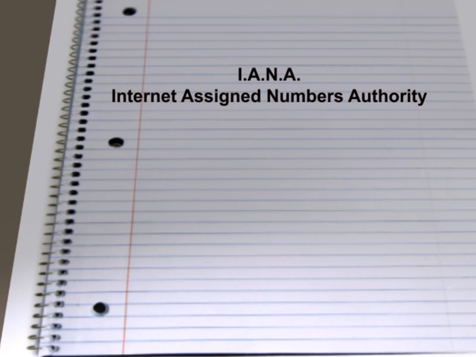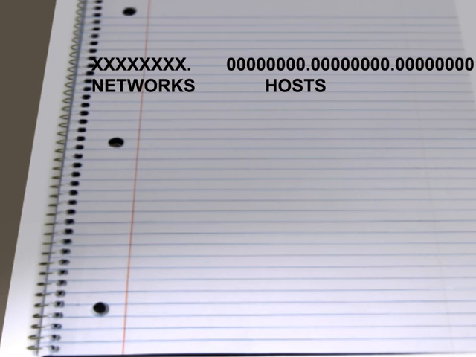Initially, an IP address consisted of two things. Number one, the first octet determined how many networks you could have. The remaining three octets told you how many hosts you could have. Now with 8 bits, you could have a maximum of 256 networks. 2 raised to the 8th power equals 256.